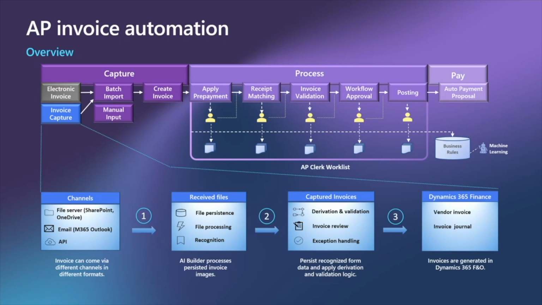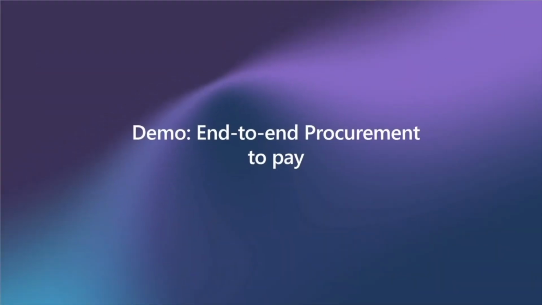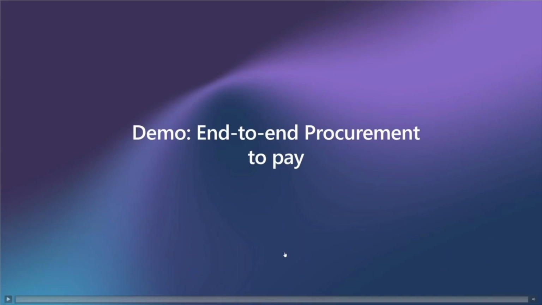We have 2 main frameworks in the F&O. One is vendor invoice and one is invoice journal. We have some settings to let you decide which framework should be used. Next, I will first give you a demo to show you how the whole process works, the procure-to-pay process works.